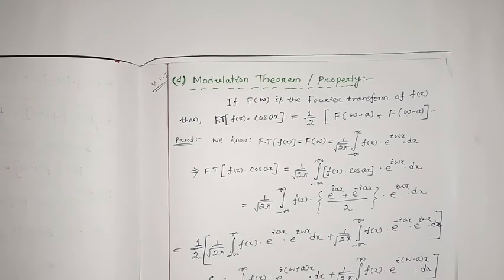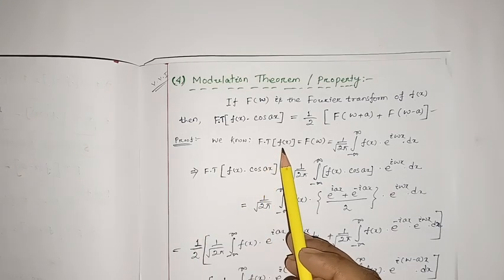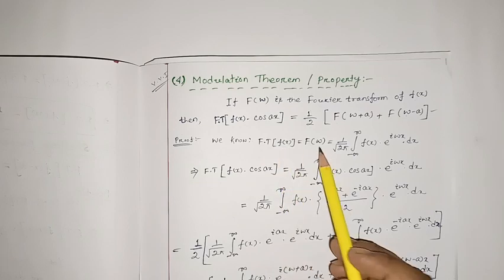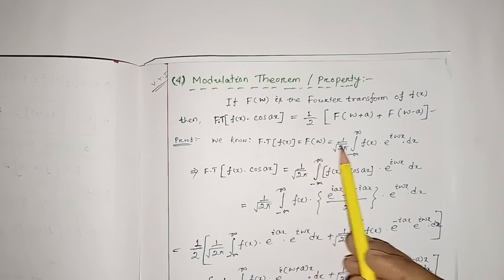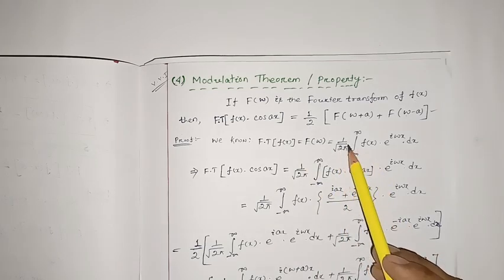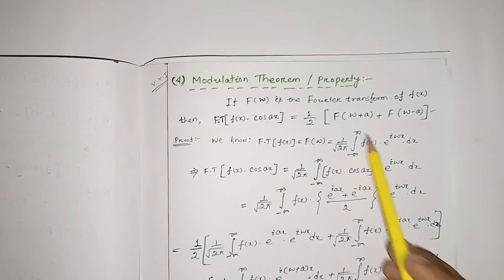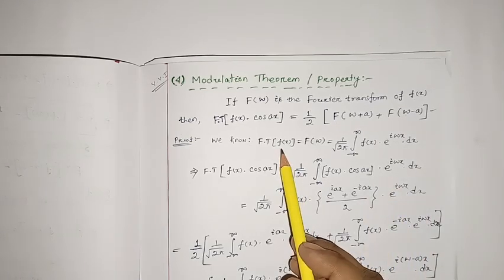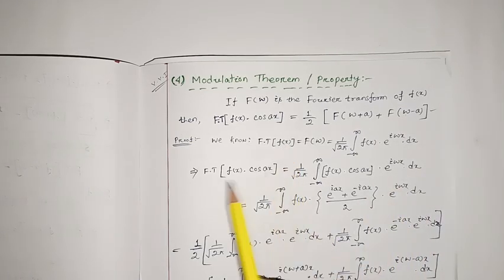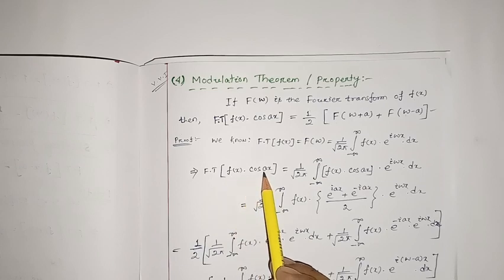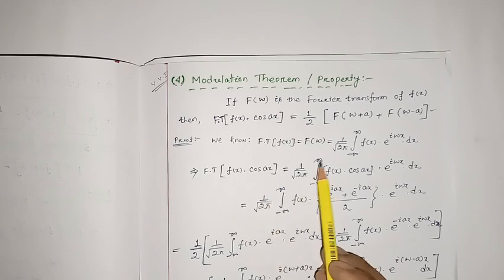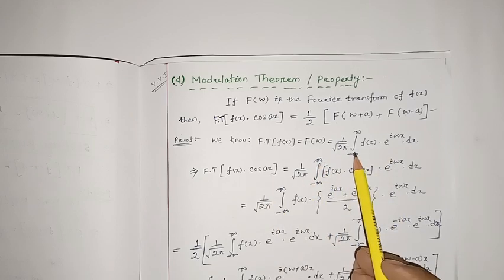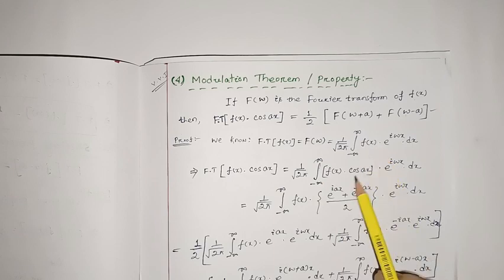Okay, now how are we going to prove it? We know the Fourier transform of an arbitrary function f of x, or capital F omega, can be written as 1 by root over 2 pi, integral from minus infinity to plus infinity of f of x into e to the I omega x dx, right? So instead of f of x, we consider f of x into cos ax. Hence the right hand side will be 1 by root over 2 pi, minus infinity to plus infinity, of f x into cos ax into e to the I omega x dx, right?